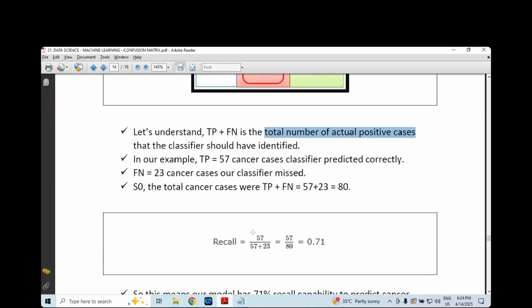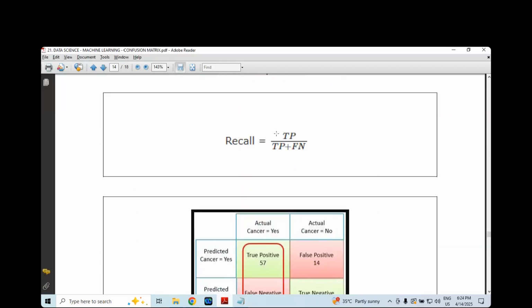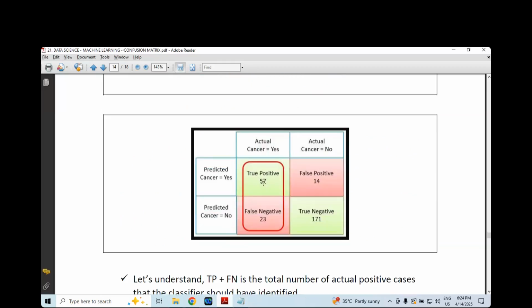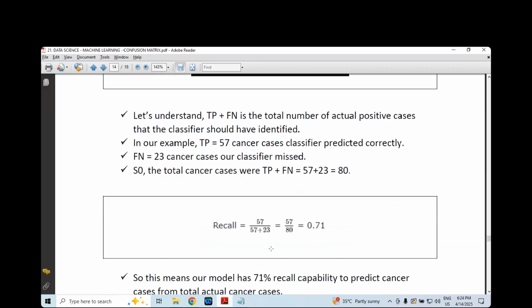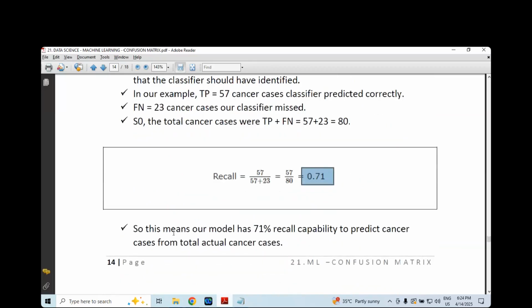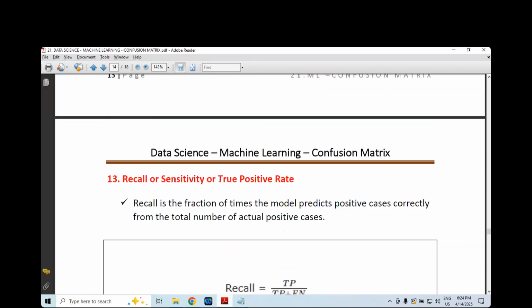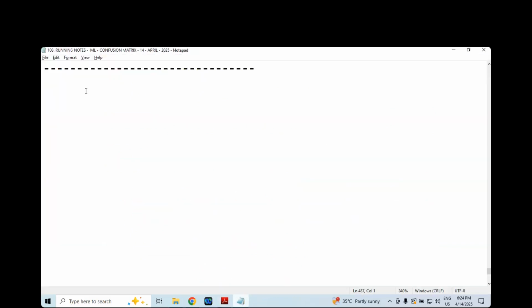Now, can you tell me, once you've done the calculation, what is the TP value? It is 57. So 57 divided by 57 plus 23. What is the rate? 71%. So this means our model has 71% recall capability to predict cancer cases from the total number of cancer cases. Can you tell me what this is? True positive rate. You should remember.